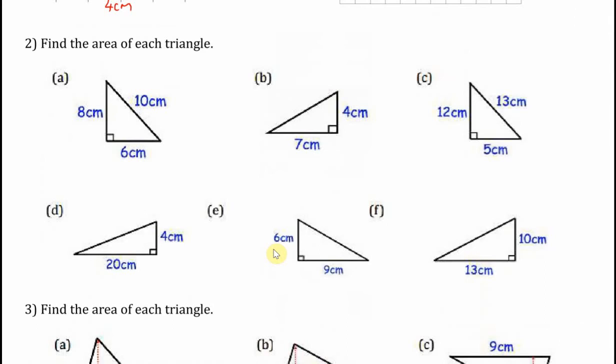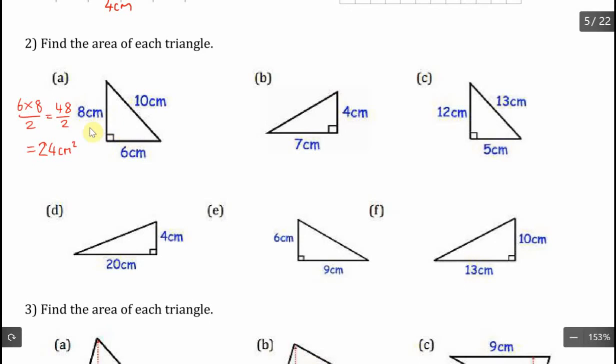Okay, so base on this one is 6, the height is 8, so we can do 6 times 8 and then divide by 2. 6 times 8 is 48, divided by 2 gives an area of 24 square centimetres. And it doesn't matter actually which one we call the base and which one we call the height, as long as they're at a right angle to each other.